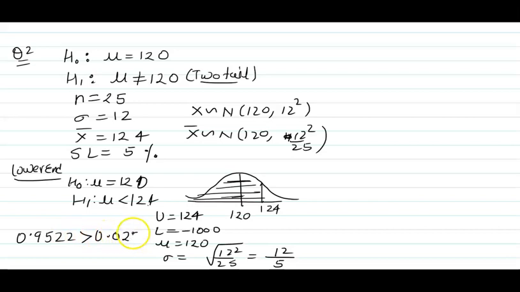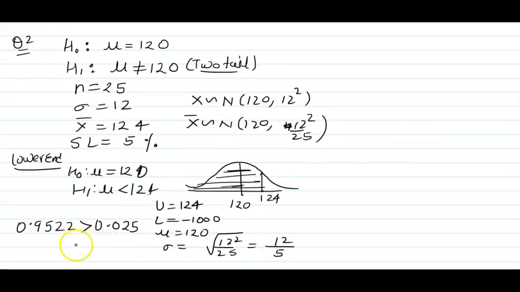If it is greater than 0.025, what does it mean? Accept H0 and reject H1. Right? Now, this was the lower end.